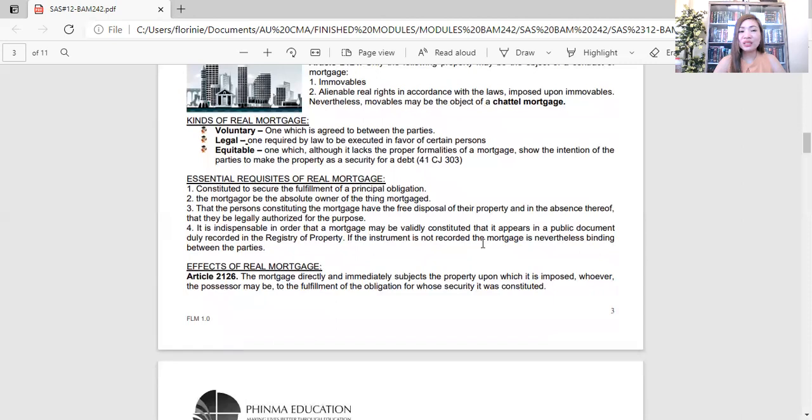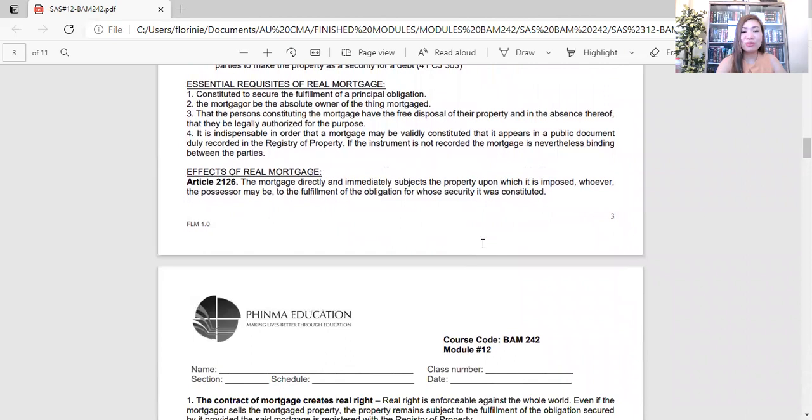Alam nyo, total naman, hindi naman ganun kahirap na magpanotaryo, panotaryo nyo na din. Hindi na rin naman ganun kahirap magpa-register sa Registry of Property, iparehistro nyo na din. Kasi minsan, may mga tao na sinasangla nila yung isang property sa multiple people. No? Ayan, mahirap yun. So, effects of real mortgage.